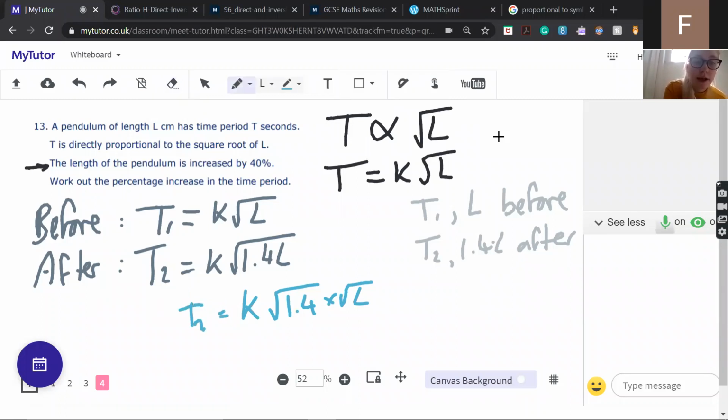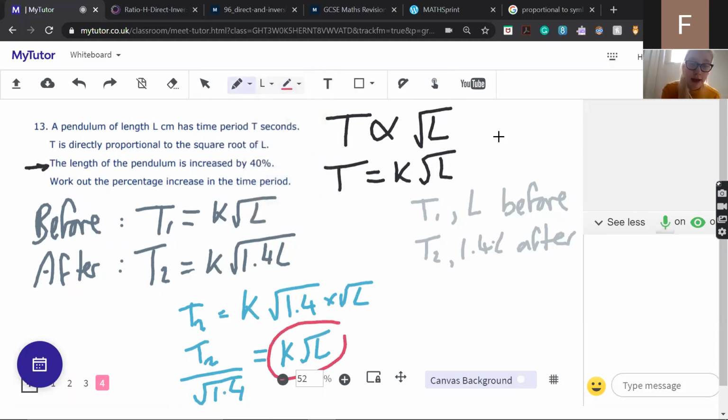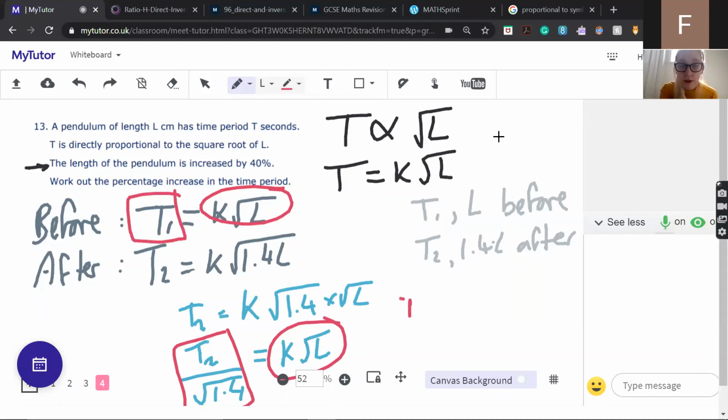So T2 equals that. So T2 over root 1.4 equals K root L. Hopefully you understand this bit of rearranging. All I've done is split up the surd and divided by root 1.4. And what that's given me is 2 K root L's. So we can say that these two things in the pink squares are equal.